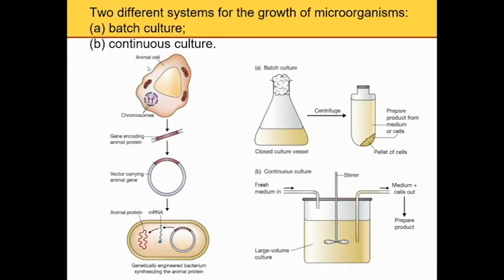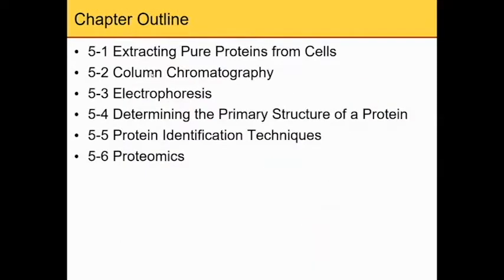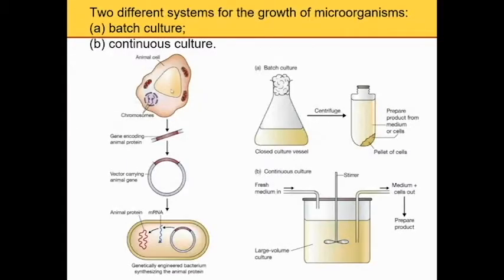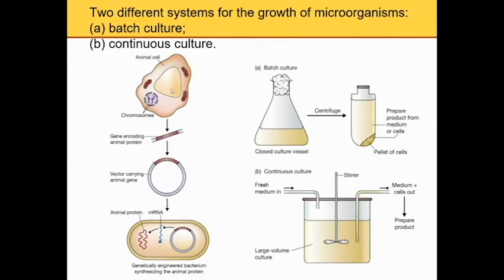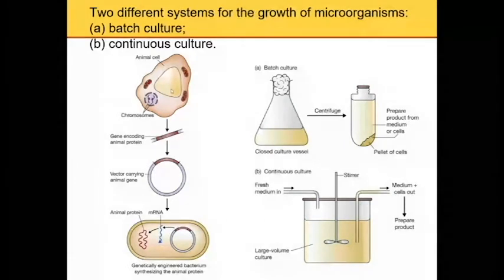So there are two different systems that you can grow the microorganism, because to extract the pure protein from cells, the commonly used organism will be the bacteria cell, right? The microorganism. So you need to grow the bacteria cell in the media, right? And then you have two different types of growth condition.